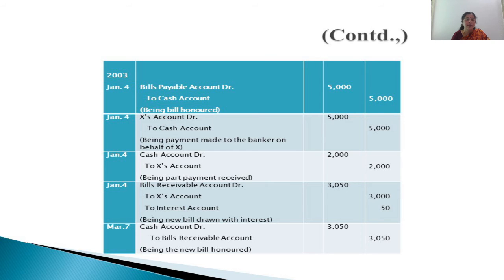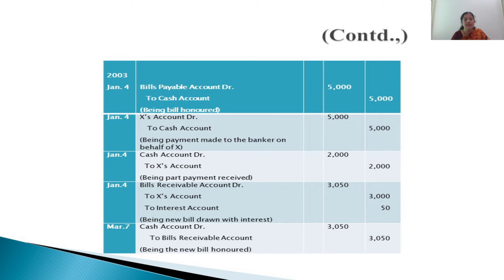Then for the remaining amount we are drawing a new bill on him for which he gave the acceptance. Bills receivable account debited, to X account, to interest account. Here it is not for 3,000 but for 3,050. 50 is the amount of interest which happens to be an item of income for us, right?